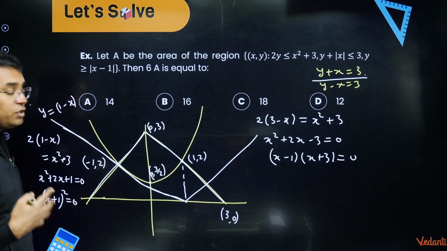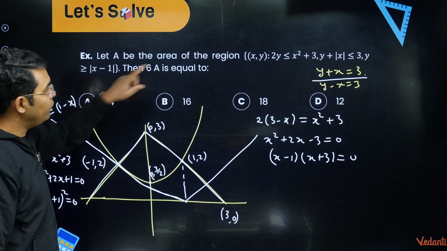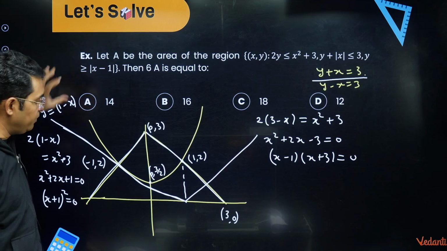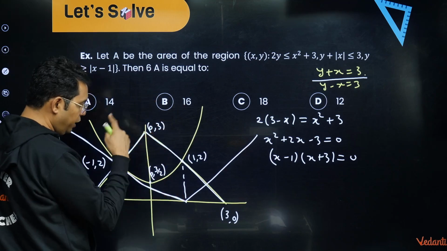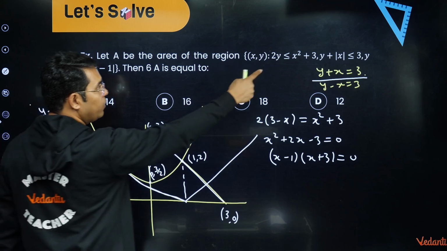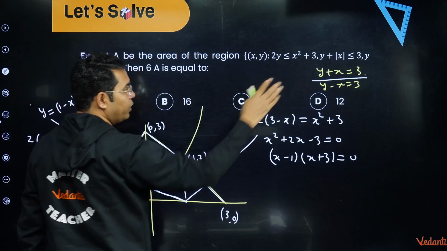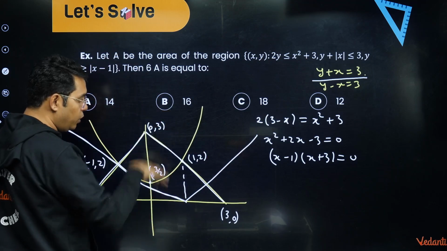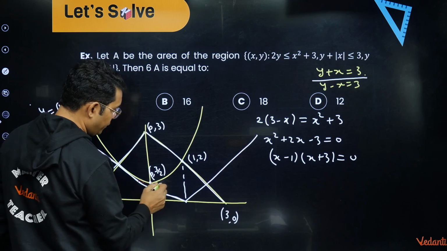Now let's see which area we are looking for after doing all these things. So we are looking for y ≥ |x - 1|. So this will be above this V shape. It has to be below this parabola because it is y ≤, and then it is y + |x| ≤ 3. It is also below this line. So in total, we need this area.